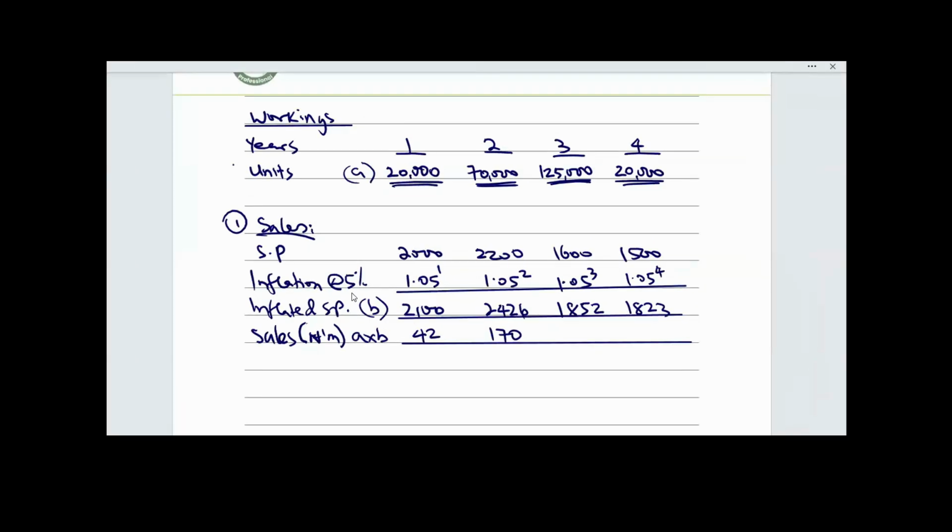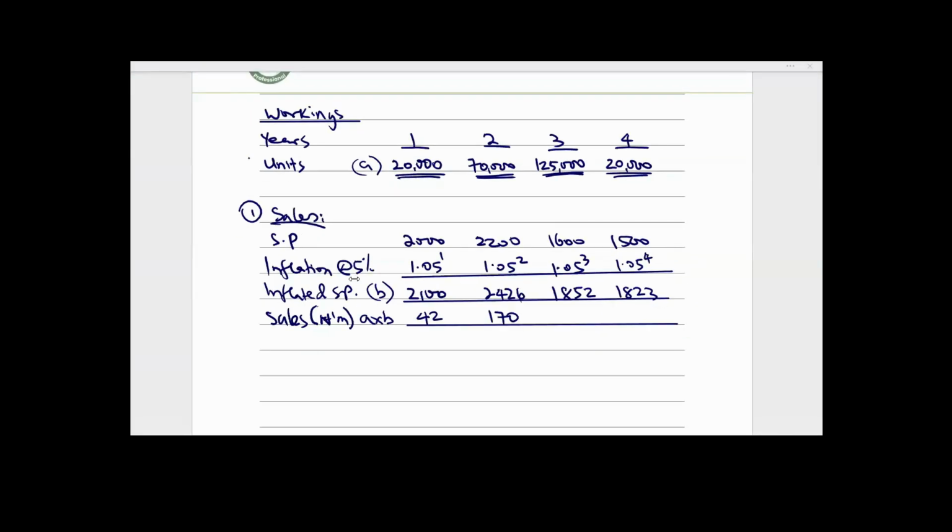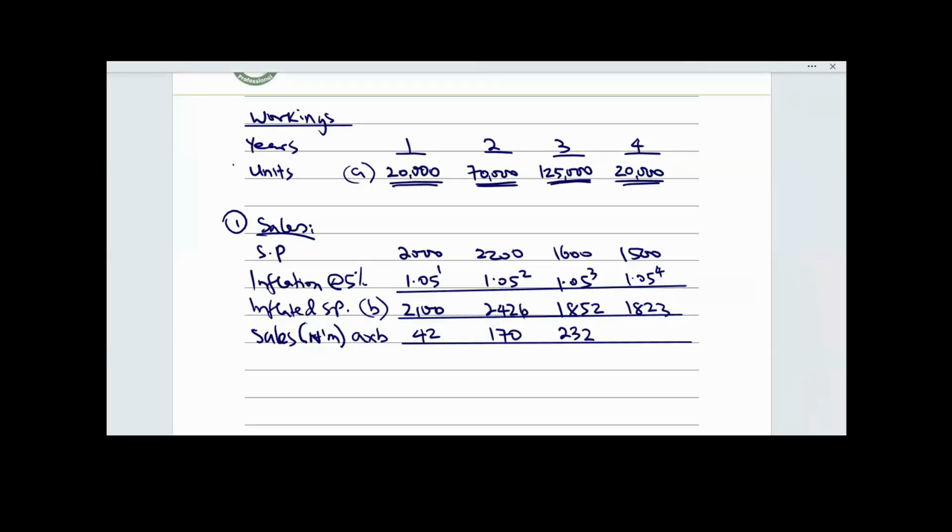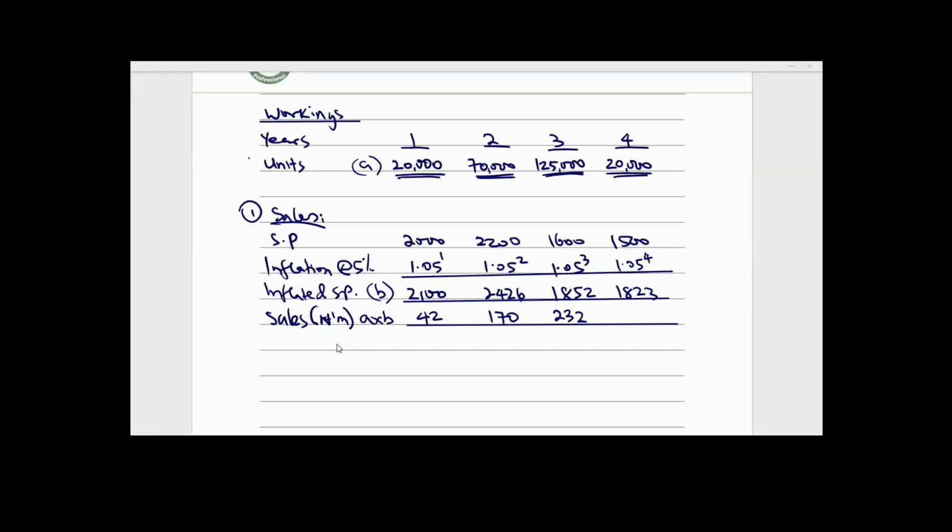Next, 125,000 multiplied by 1852 equals 231,500,000. When you round it, that's 232 million. The last one, 20,000 multiplied by 1823.